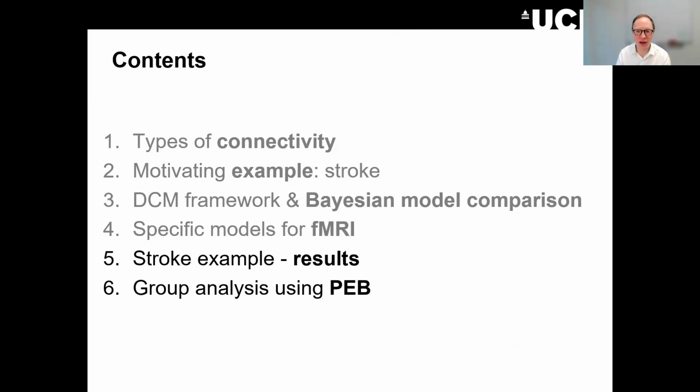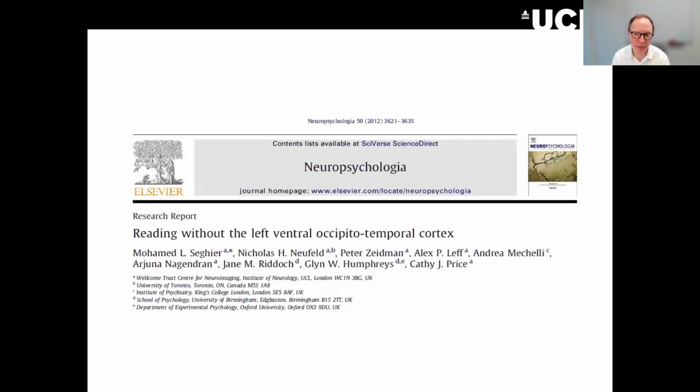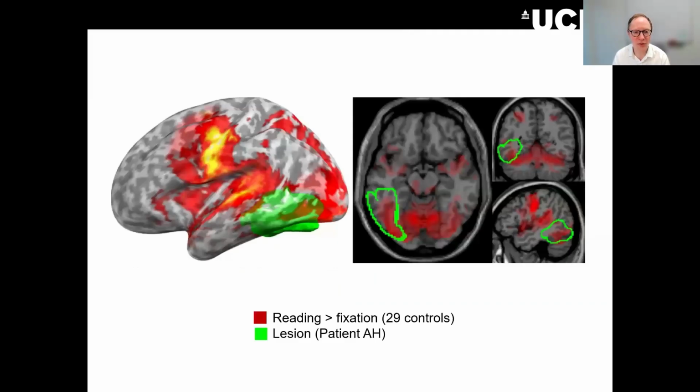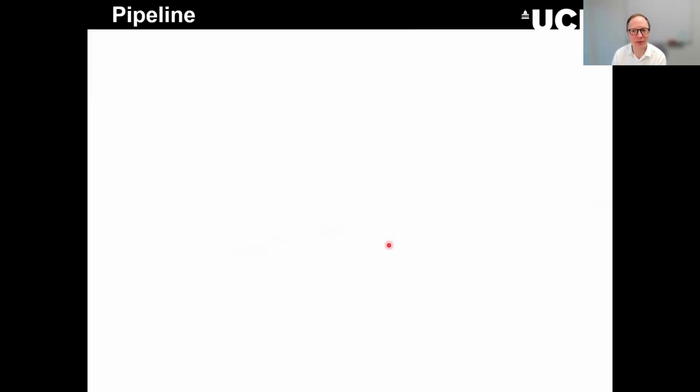So that was a lot of theory. Thank you for staying with me. What I now want to do is show you how that theory translates into results. So I'm going to go back to the example I used at the beginning, a stroke study. If you remember, we left off where we introduced the patient who has a lesion to this part of ventral occipitotemporal cortex. She could still read very short words. And the question was, how is she still able to do it despite that lesion?